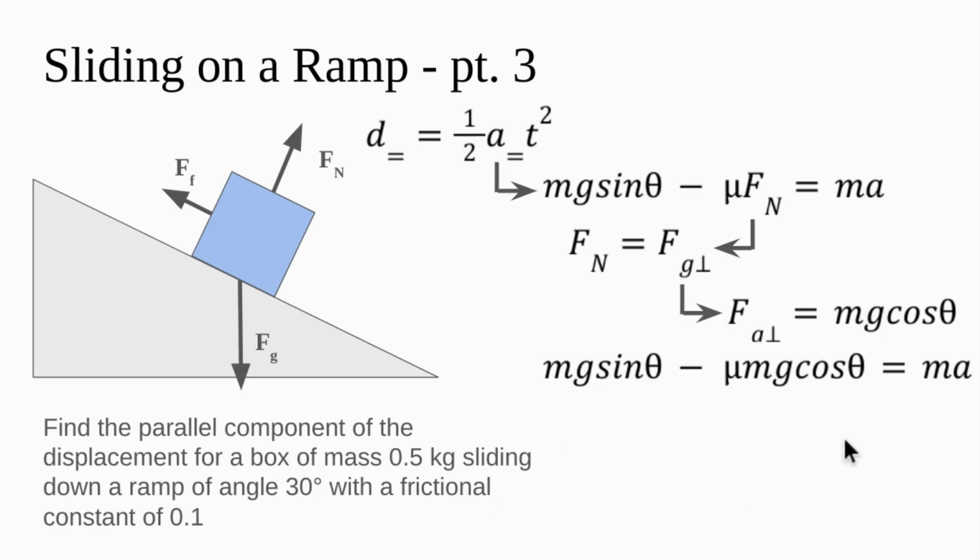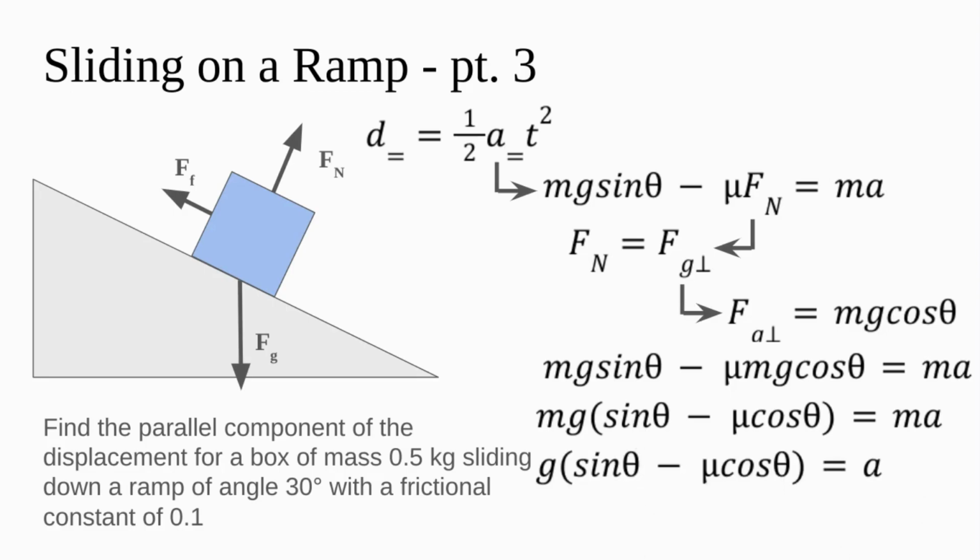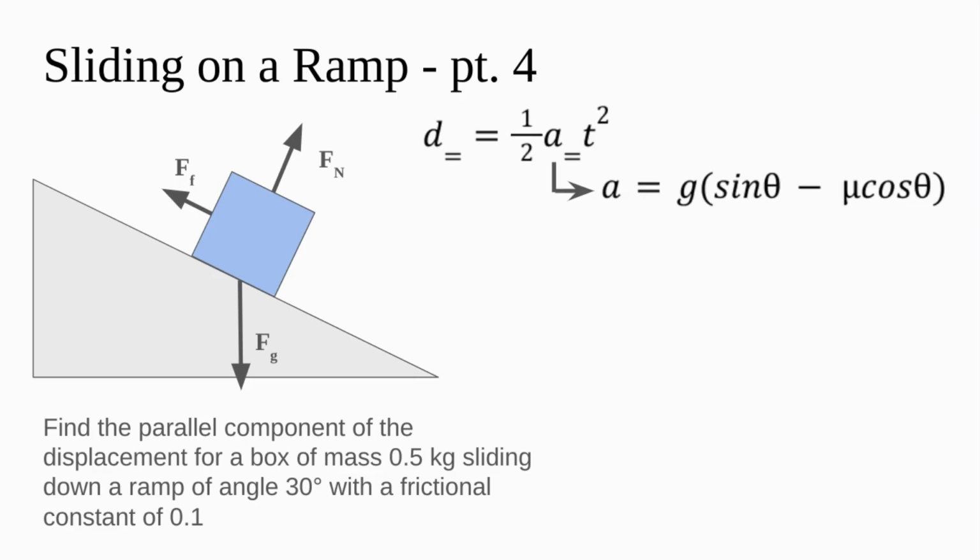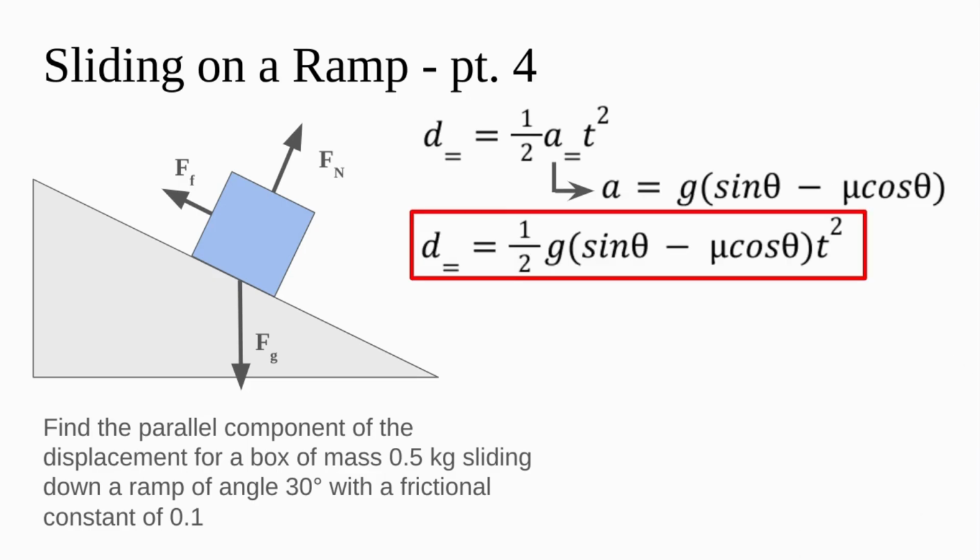All right, and then if we rewrite again, that's mg sine theta minus mu mg cosine theta is equal to ma. Just some quick algebra steps. Mg times sine theta minus mu cosine theta is equal to ma. Divide by m, and you have a. And then we finally have our value for the acceleration. And we can substitute that in to find our final equation, which is d is equal to 1/2 g times quantity sine theta minus mu cosine theta t squared. And we can put in any value for t, of course, and find the displacement after that time has elapsed.